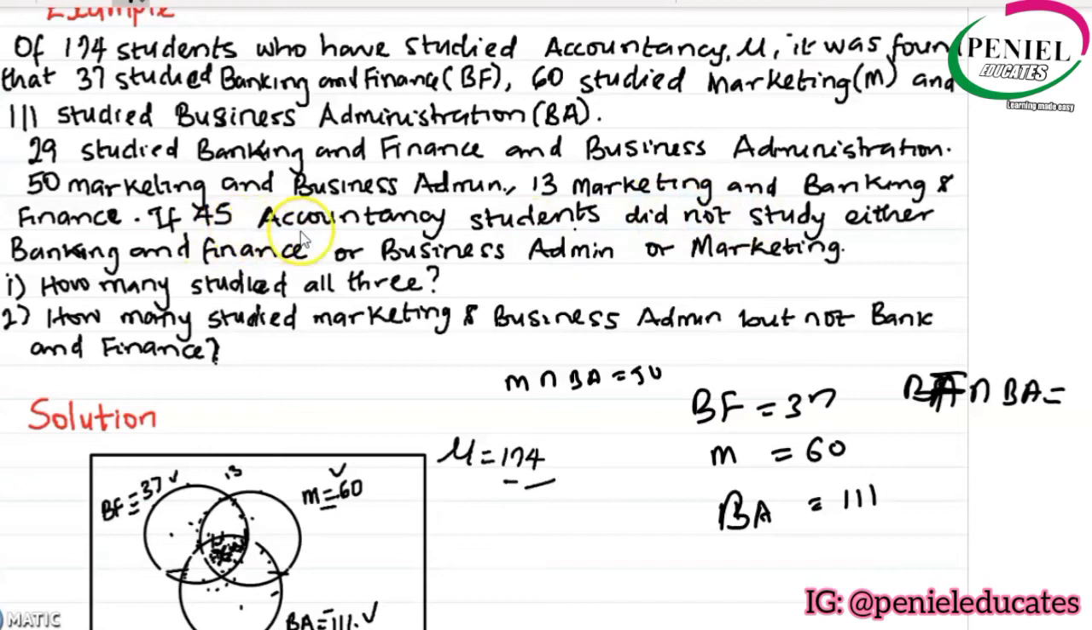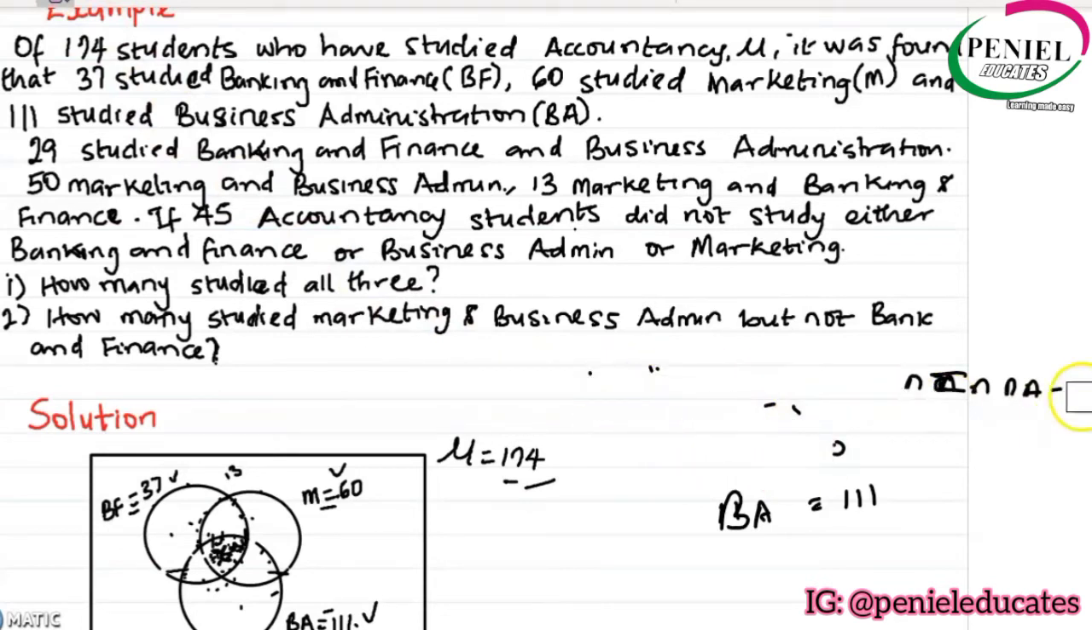Then if 45 accountancy students did not register for either banking and finance, business admin or marketing, how many studied all the three? How many studied all the three? All right, so that is what we'll quickly look at.